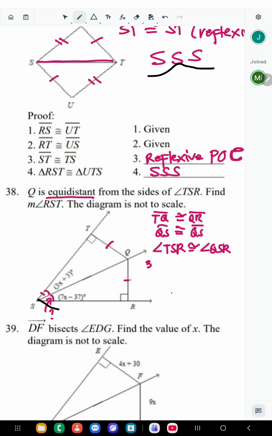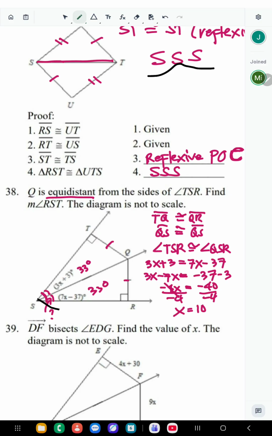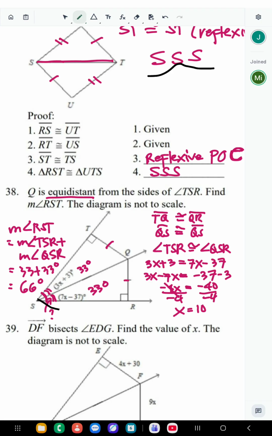The one we're going to find is this one, the whole angle RST. Yeah. So we found X, and the angles here are just equal to 33 degrees. Therefore, the measure of angle RST is just equal to the measure of angle TSR plus the measure of angle QSR. So that is 33 plus 33 degrees, which is 66 degrees. Okay, then 39.